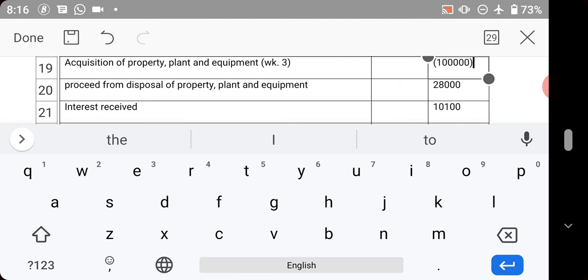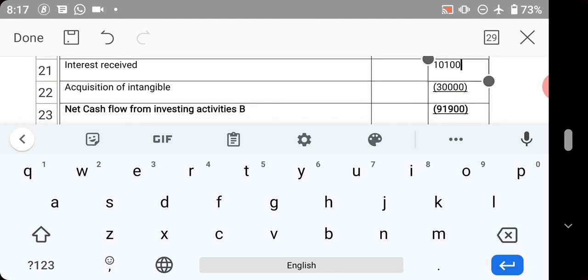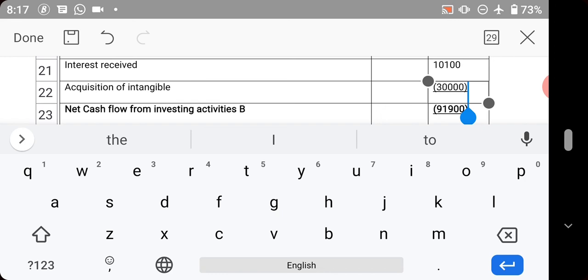So proceeds from disposal of property, plant, and equipment is 28,000. We receive money when we sold it. So that is why it is here. Interest received is 10,100 naira. We did it in our workings too. Acquisition of intangible is an outflow. We also did it in our workings.